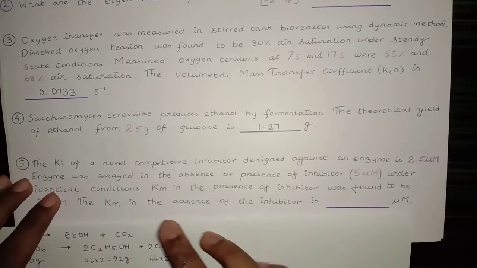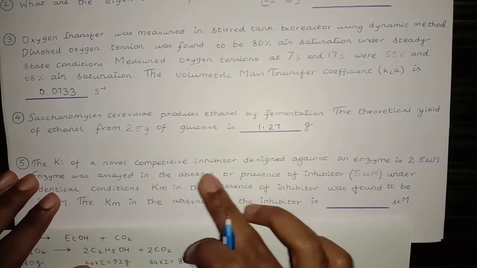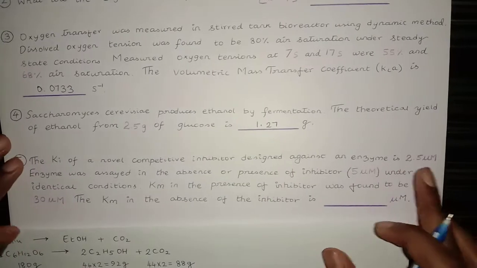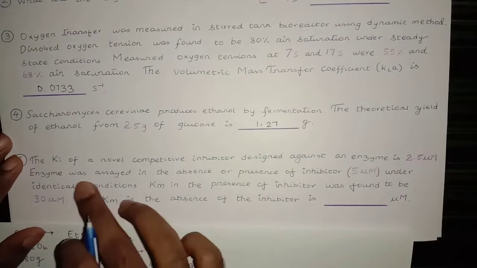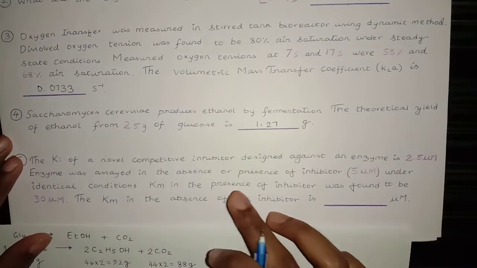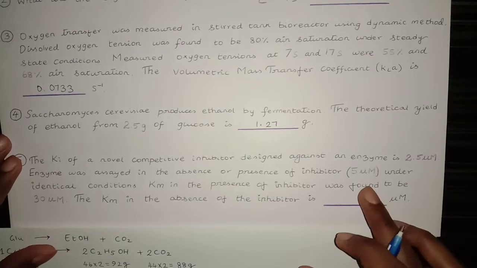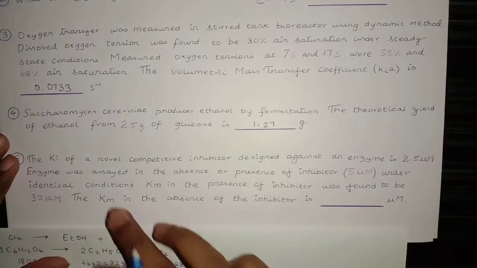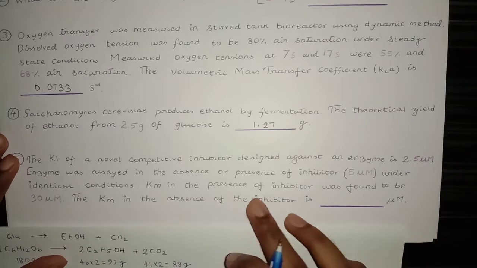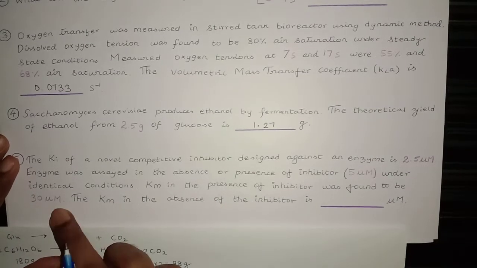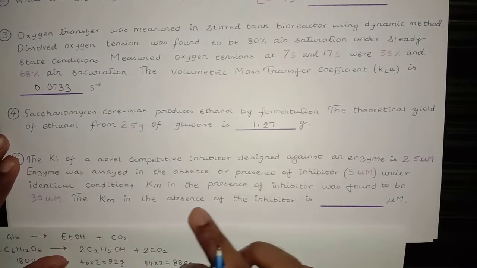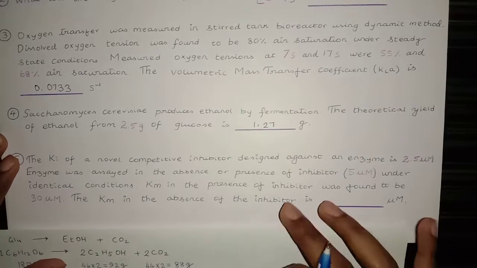The Ki of a novel competitive inhibitor designed against an enzyme is 2.5 micromolar. The enzyme was assayed in the absence or presence of inhibitor of concentration 5 micromolar under identical conditions. The Km in the presence of inhibitor was found to be 30 micromolar. The Km in the absence of inhibitor is dash micromolar.